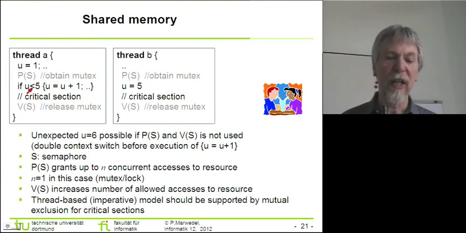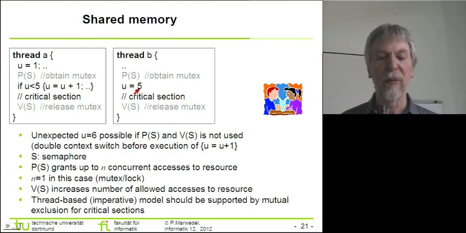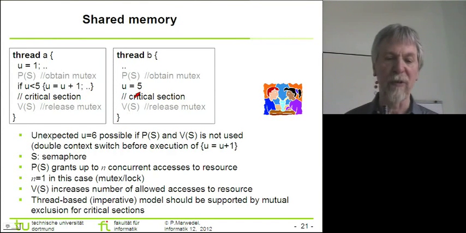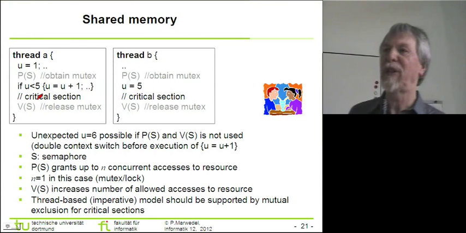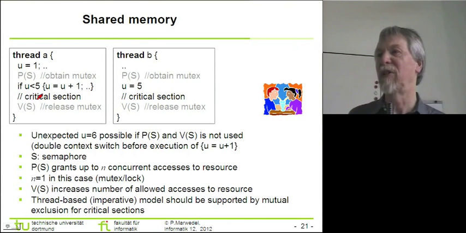But it can happen that first we execute this piece of code until we have tested the value of u, and then there could be a context switch to the other thread, and the other thread would get executed. We would set that variable to a value of 5, and then there could be a context switch back to the first code, and at that time we would set u to 6, which would be rather unexpected. So this type of behavior is something that people typically don't like.